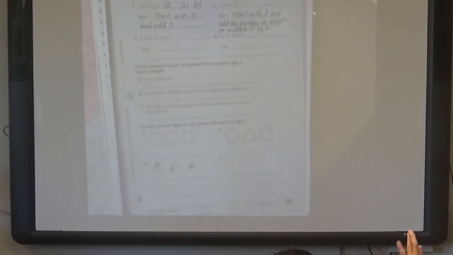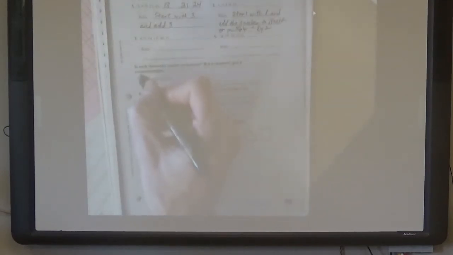Okay. So always tell what number you're starting with. Always tell, in your rule, what number you're starting with. Yes? N times 2. N being the number that you're starting with, and multiply it by 2. Okay? Now, what is a counter example?